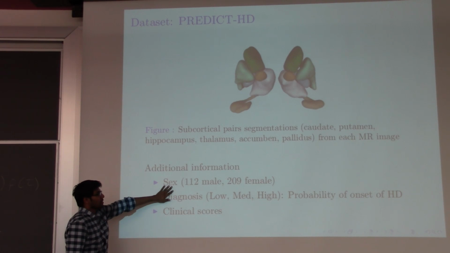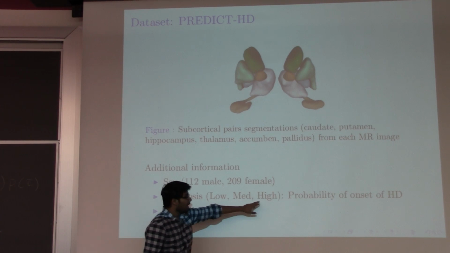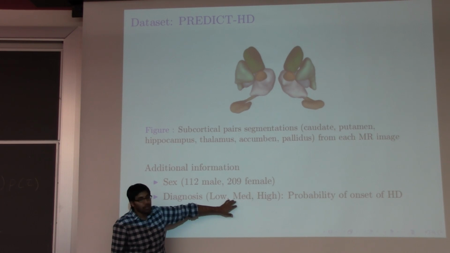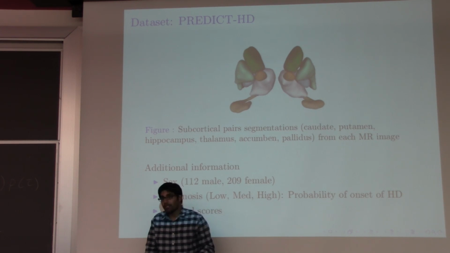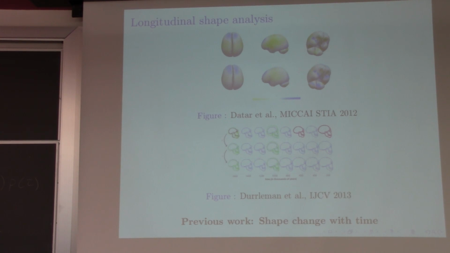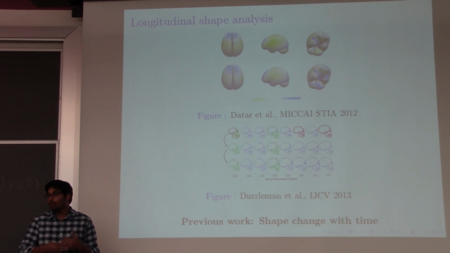We have sex, male, female. You have a diagnosis, which is low, medium, high. Now this was based on the CAG clinical score, and this reflects the probability of onset of HD. Okay? And there are other clinical scores. There are motor scores. There's brain volume. All of that information, again, is there. So thus far, what people have done in longitudinal shape analysis is they've looked at shape change over time.